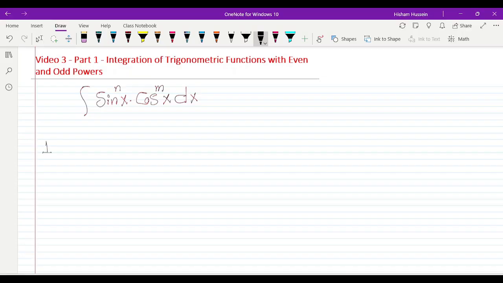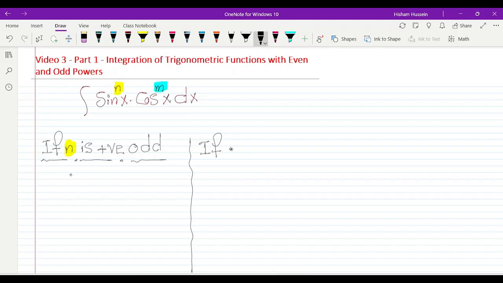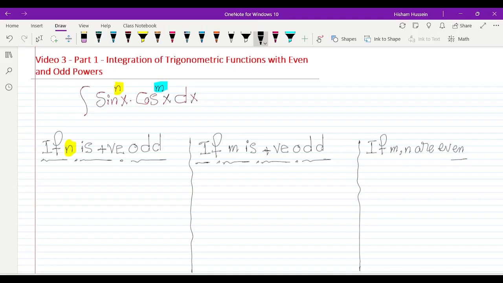For this first type of integrals, we have three cases to discuss. The first case: if n, the power of sine, is a positive odd number. The second case: if m, the power of cosine, is a positive odd number. The third case: if both m and n are positive even numbers.